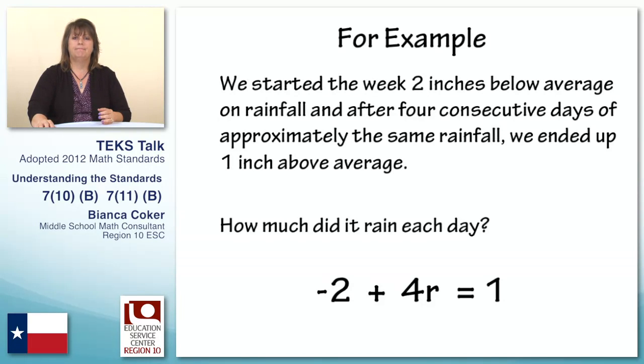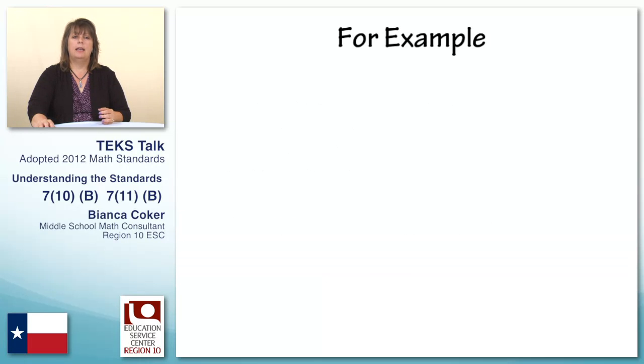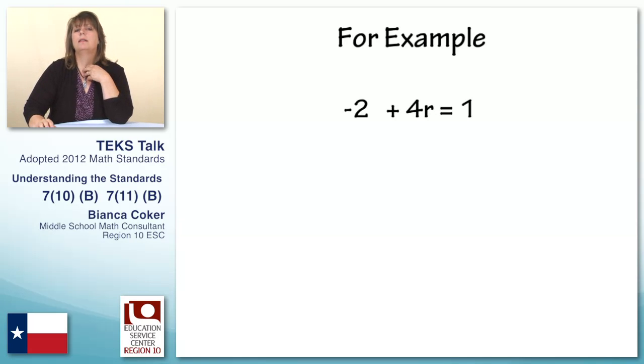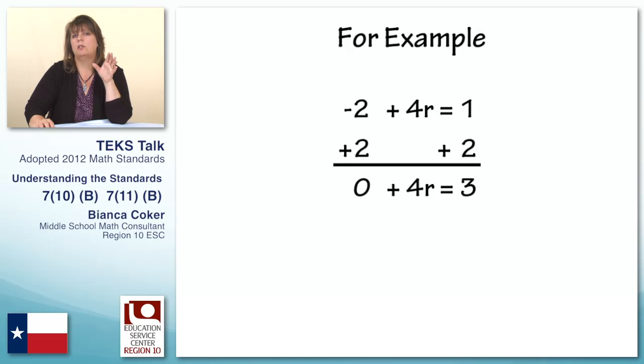All right. Now, let's look at that example and see how we solve that equation symbolically. Remember, to solve it with concrete models and connect it to symbolic, you want to watch 7.11A. But here we go. Assuming we know how to solve these symbolically, I would add the opposite of -2 to both sides of the equation. And that would simplify to 0, because I have my 0 pair. -2 plus 2 is 0. Plus 4r, and I'll have 3 on the right side of my equation.